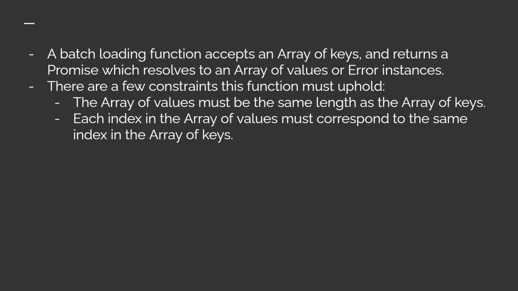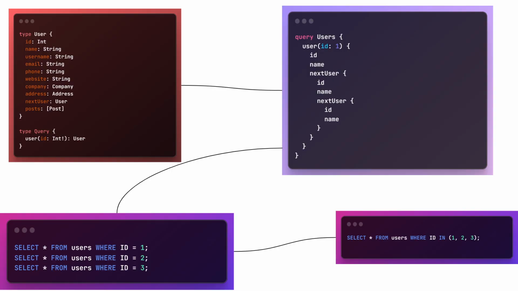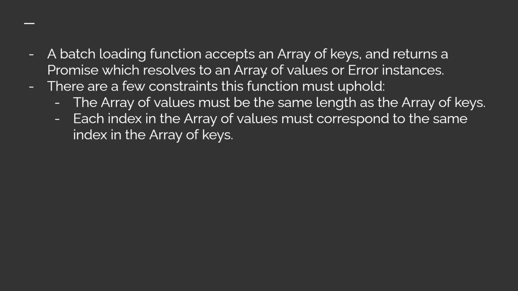So the data loader package expects a function called the batching function. The package will give it an array of keys. In our example, if we are fetching the user of ID 1, then the user of ID 2, then 3, these will be the array of keys, so 1, 2, 3. And this expects you to return an array of values, which are the 3 users in our example, or an array of error instances. We will talk about errors in the future, but for now just bear with me.